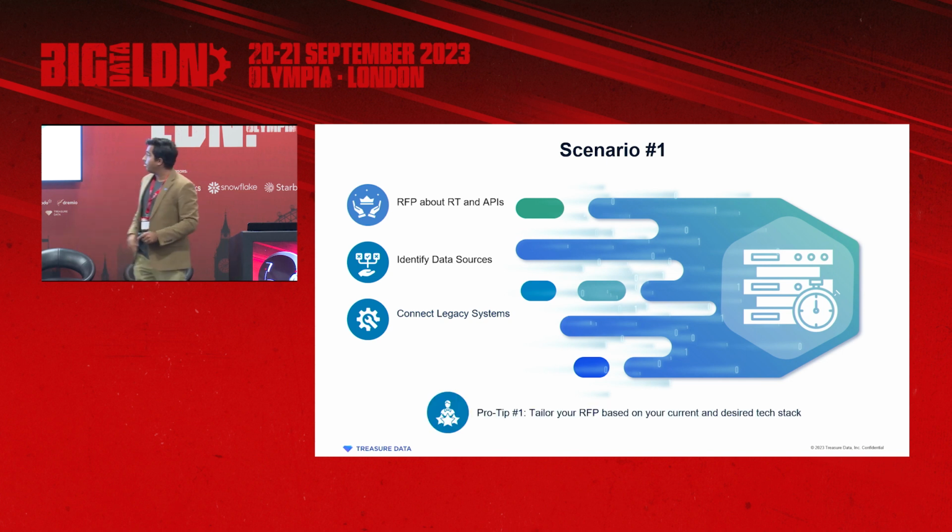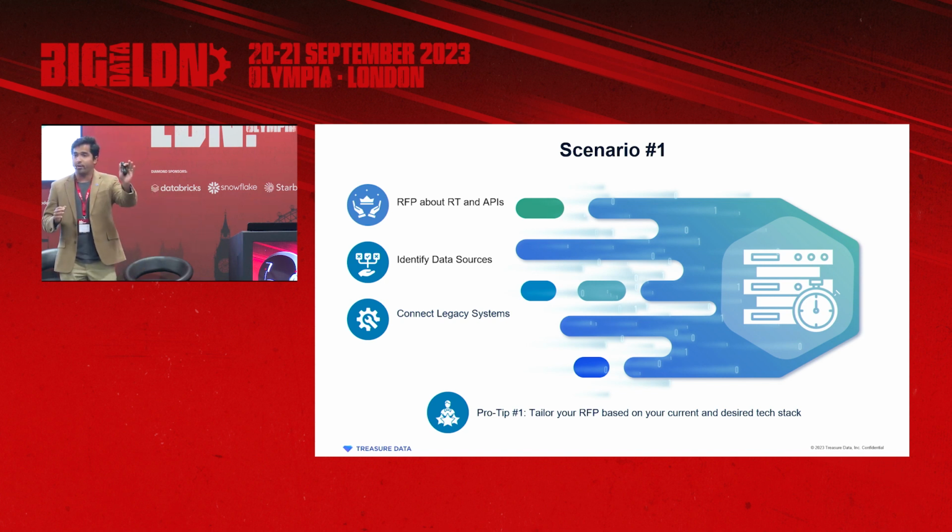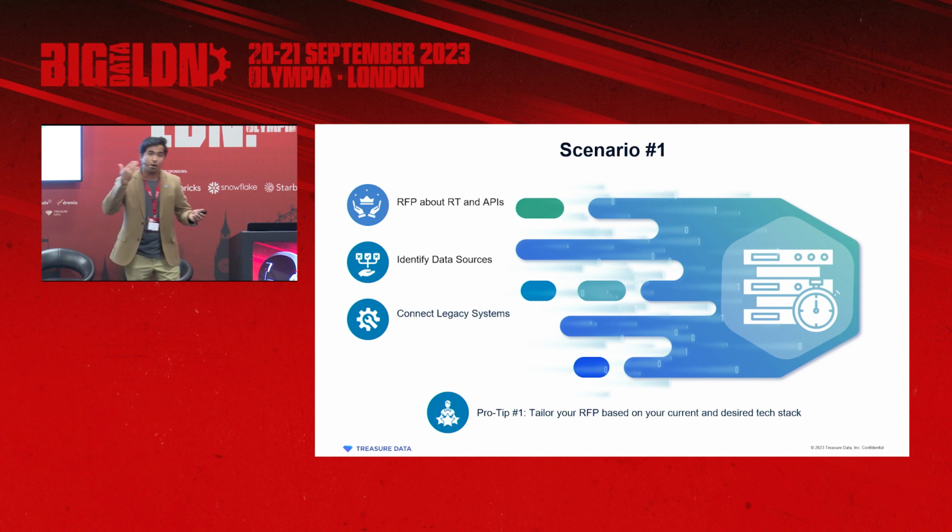So pro tip 1 is try tailoring your RFP based on your current as well as your desired tech stack. Nobody's saying that you shouldn't have ambitions of going real time. We're just saying that given your current tech stack, take baby steps, right? Go from crawl, walk, and then start running. And that's what this is when you just hear buzzwords around real time, API, can we do streaming, can you do IoT? We can do everything. Do you really want to buy an expensive solution that you can't use for the next 3 years, right? So that's something that you need to think about when you're looking at these things.